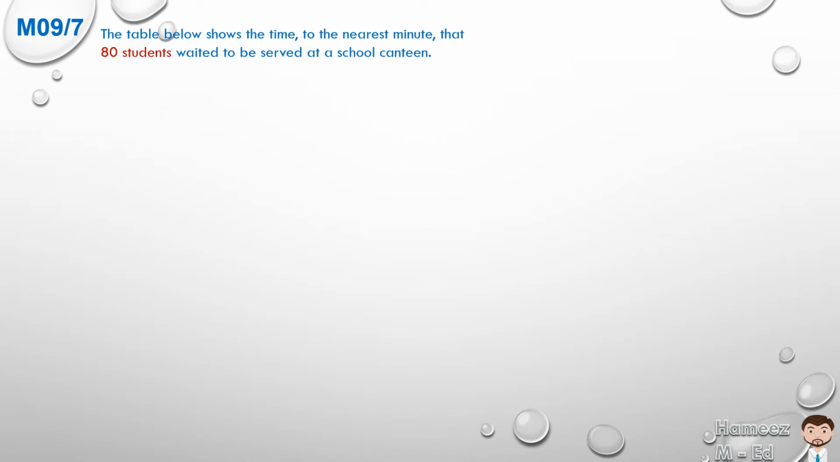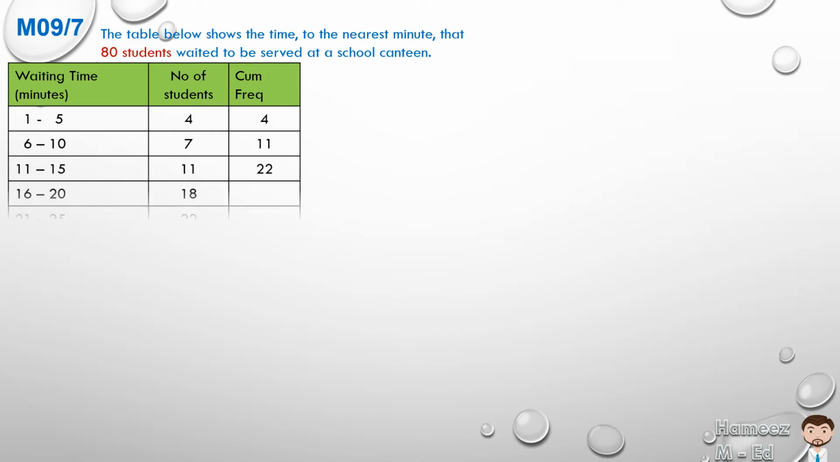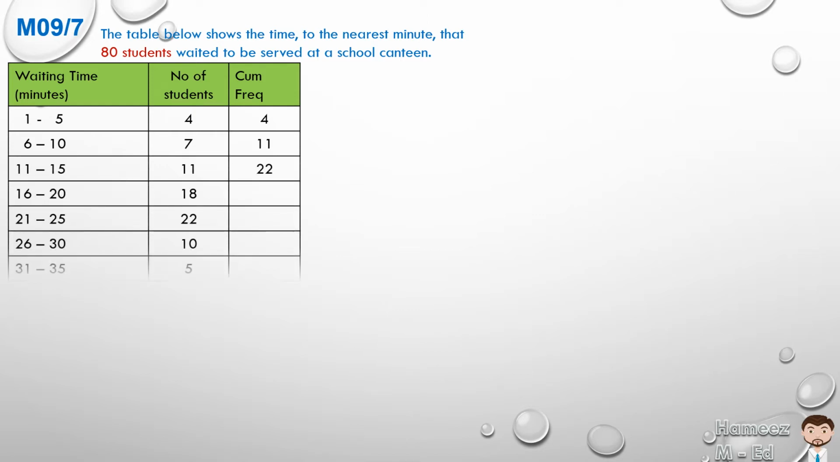So as we look at the past paper, May 2009, number 7, the question says, the table below shows the time to the nearest minute that 80 students waited to be served at a school canteen. If we take a look at our table, we can see that the data has been organized into groups.